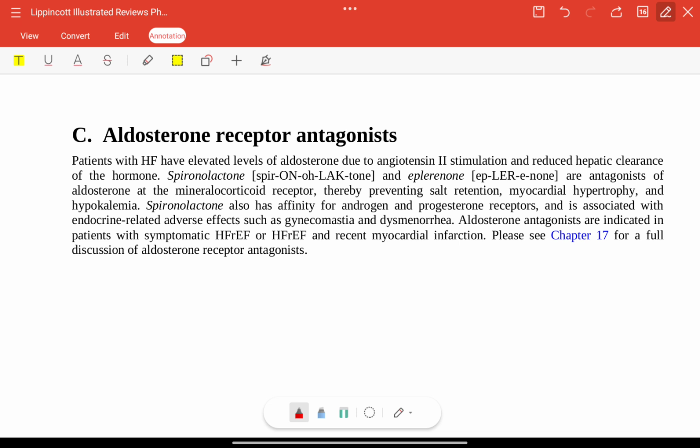Now, aldosterone receptor antagonists. Patients with heart failure have elevated levels of aldosterone due to angiotensin 2 stimulation and reduced hepatic clearance of the hormone. Spironolactone and eplerenone are antagonists of aldosterone at the mineralocorticoid receptor, thereby preventing salt retention and myocardial hypertrophy. Spironolactone has affinity for androgen and progesterone receptors, and so endocrine related adverse effects such as gynecomastia and dysmenorrhea have been observed.